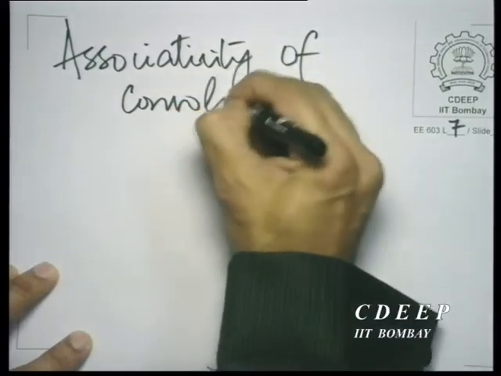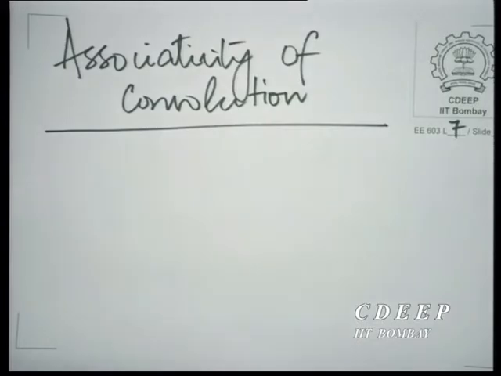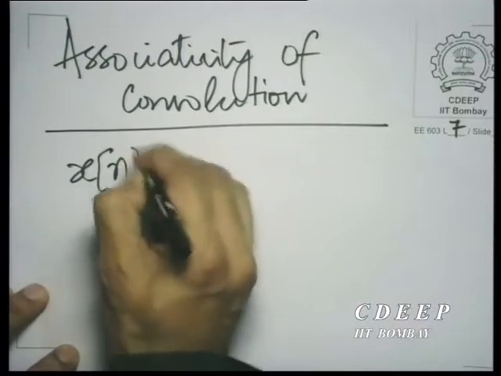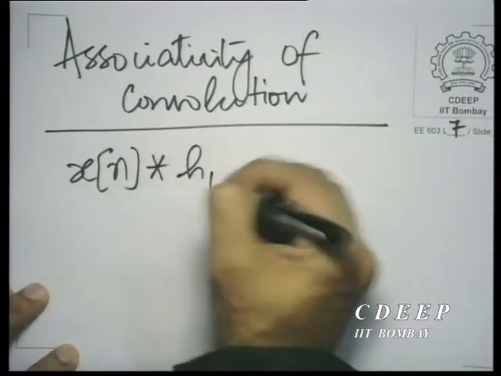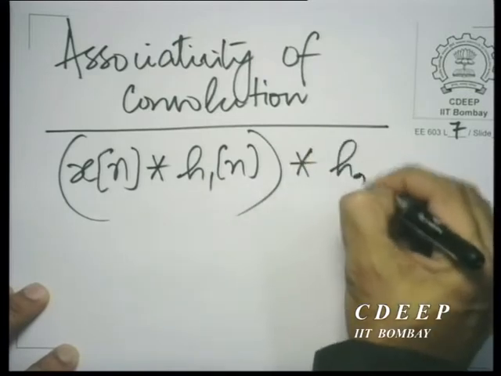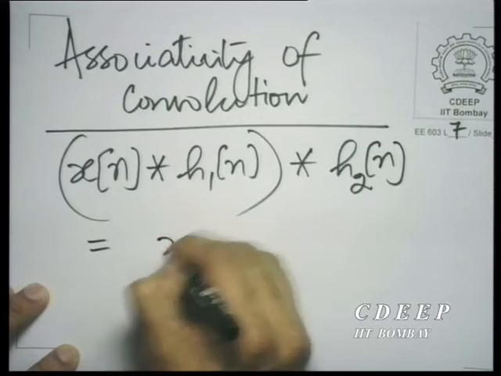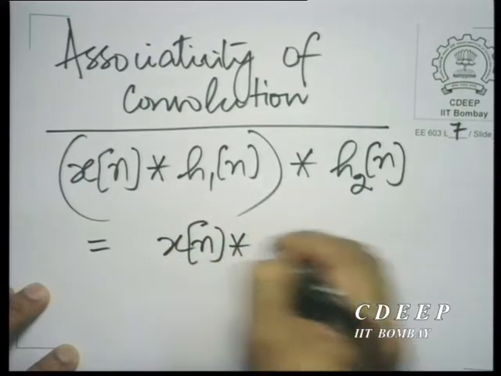So, now we are looking at convolution in its own right, associativity of convolution. So, in general, what we need to show is that x of n convolved with h1 of n, and here we do not necessarily imply x of n, h1 of n or h2 of n to be inputs or impulse responses. They are any sequences really.